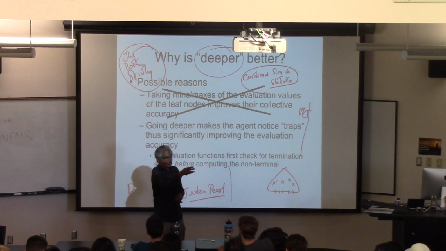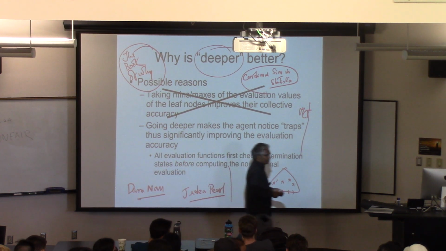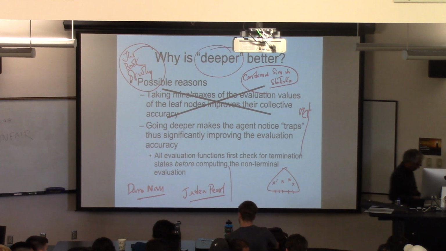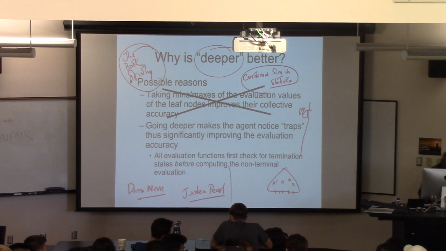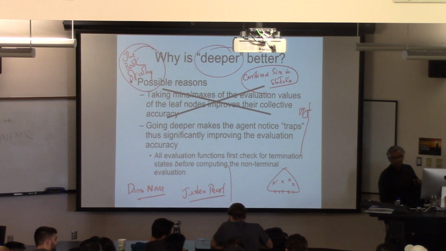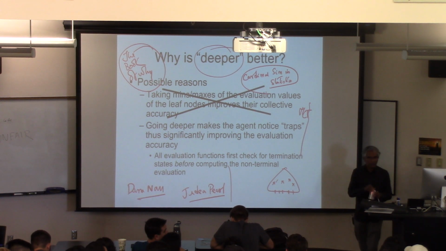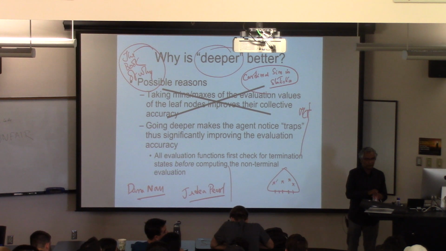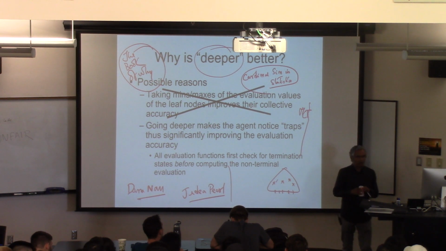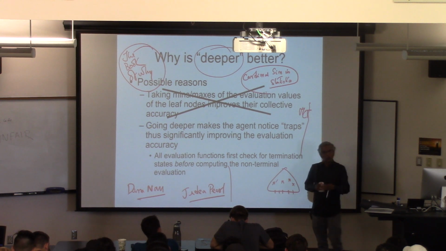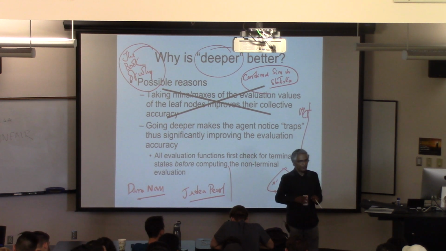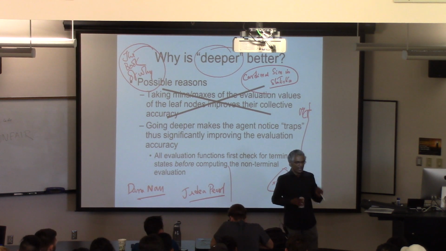Okay, questions, yes. So going deeper allows the agent to recognize more traps than the tree. Doesn't that mean the min agent has an advantage over the max agent? No, both have the same advantage. It depends on how far you are looking. Both of you know the same amount of information about the game. These are perfect information games. The min guy doesn't know anything more than you know, other than what they think.